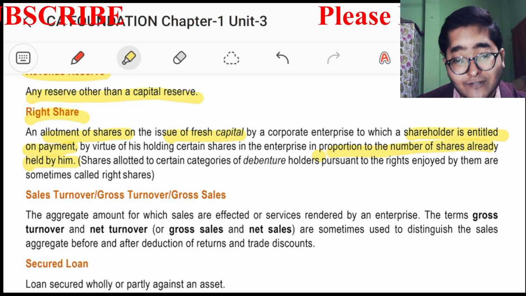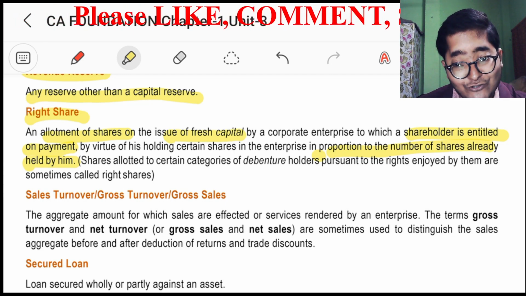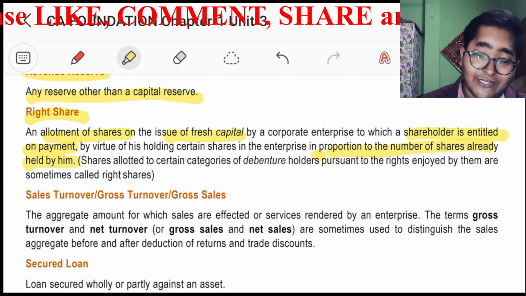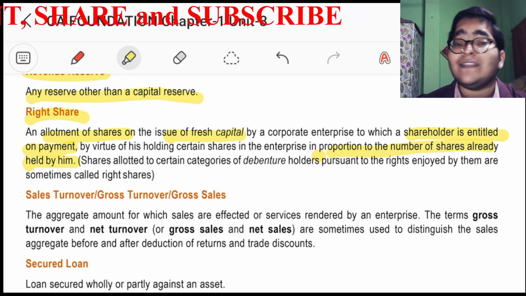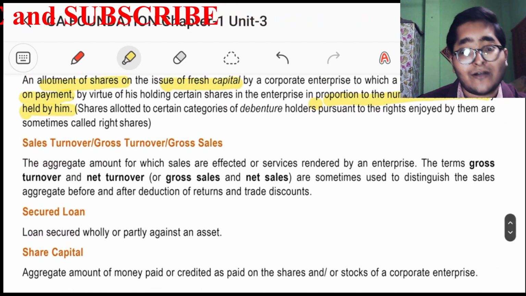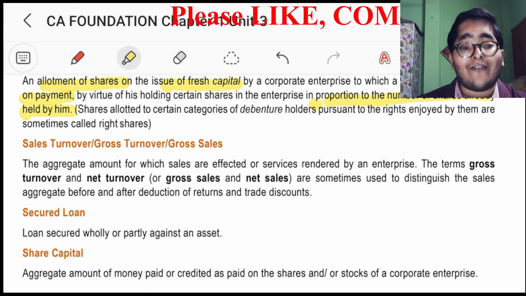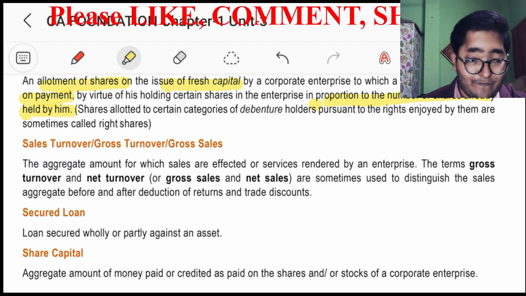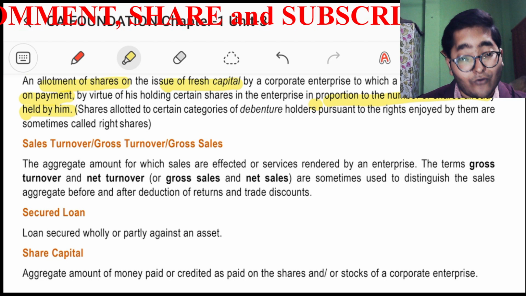Shares allotted to certain categories of debenture holders pursuant to the rights enjoyed by them are sometimes called right shares. Right shares are also given to a debenture holder. If a debenture holder has the right to buy equity shares, that is also covered under right share.